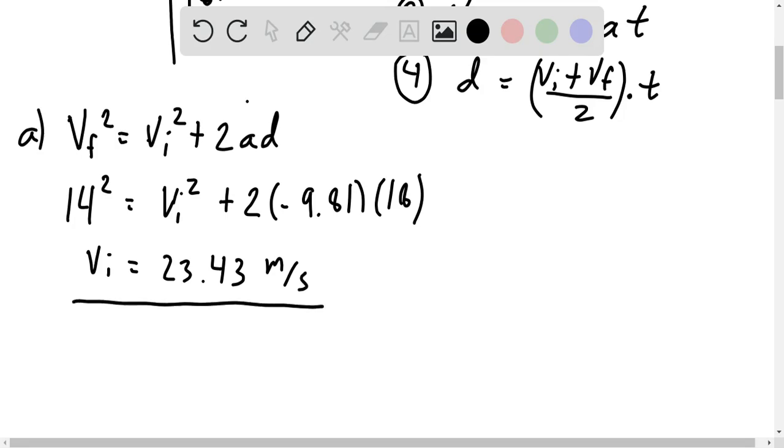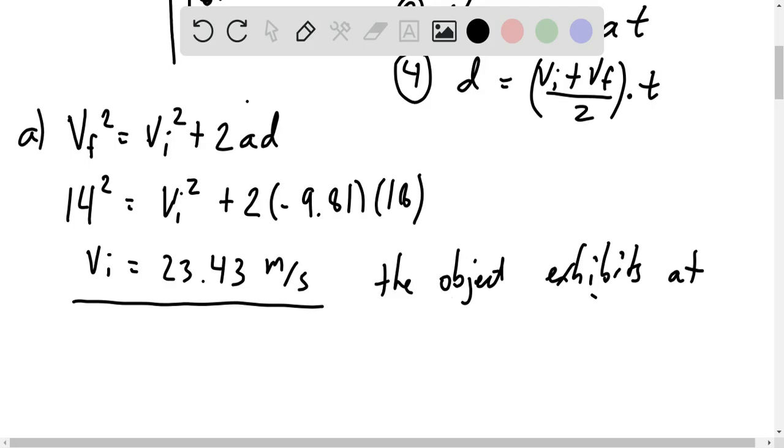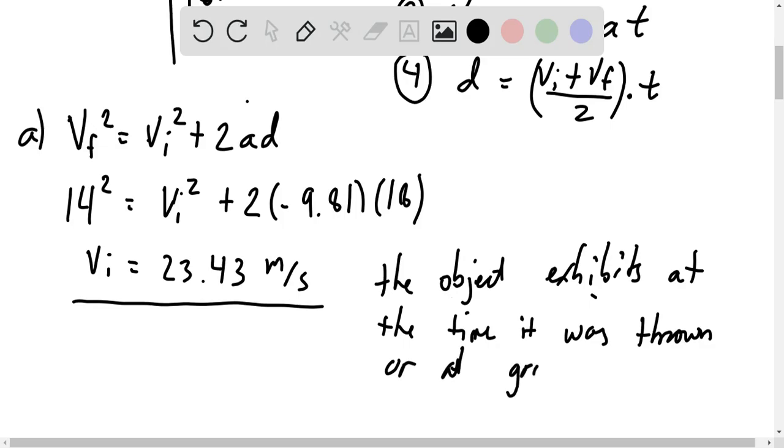And so this is the initial velocity that the object exhibits at the time it was thrown, or at ground level.